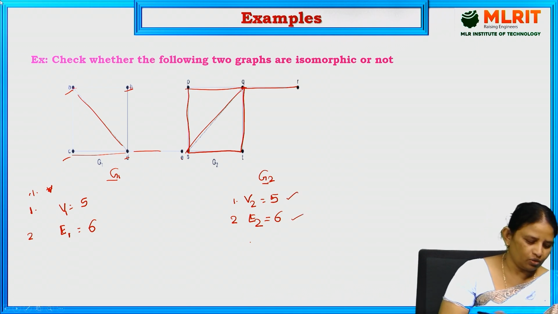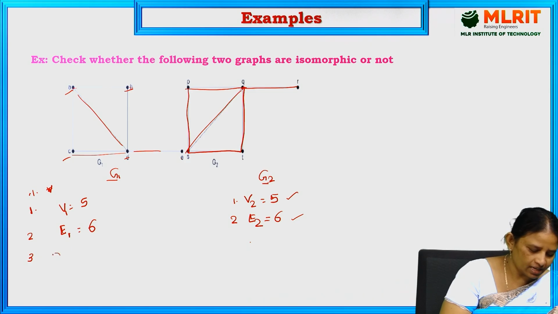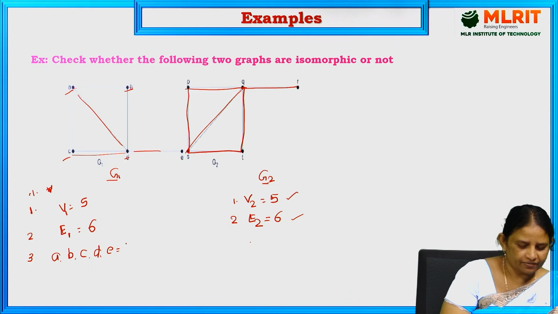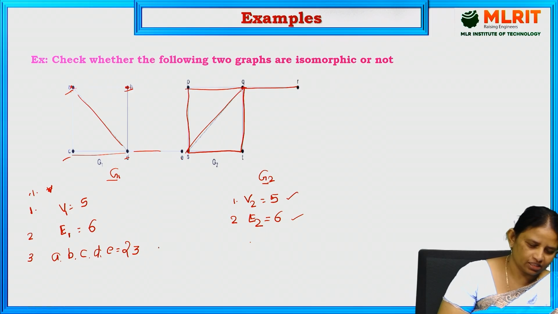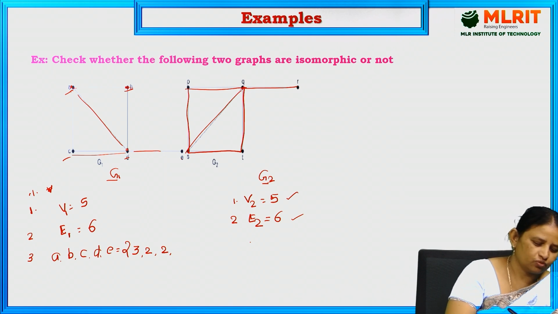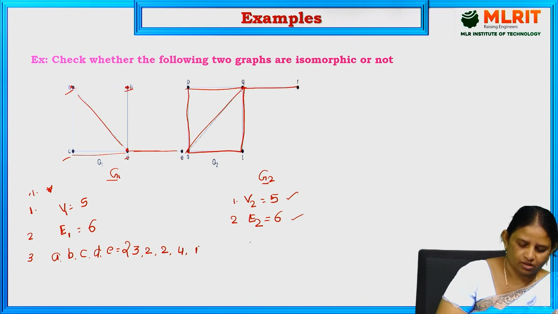Now we need to find out the degree sequence. So what is the degree of A, B, C, D, E? Now after that we can equate. The degree of A is 3. The degree of B is 2. That means how many edges are connected to B? A, 1, 2, 3. How many edges are connected to B? 2. How many edges are connected to C? 2. D, that is 4. How many edges are connected to E? So that is E is connected to only 1. Next, for this one, P, Q, R, S, T.